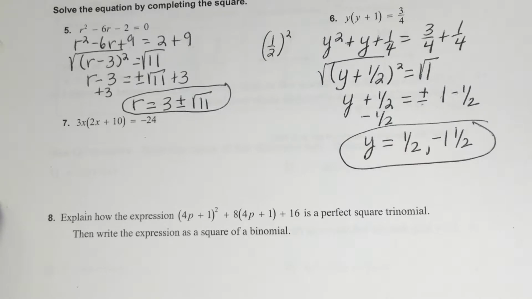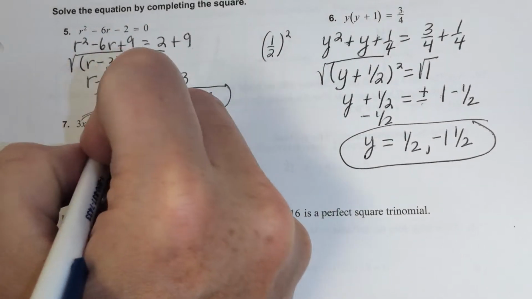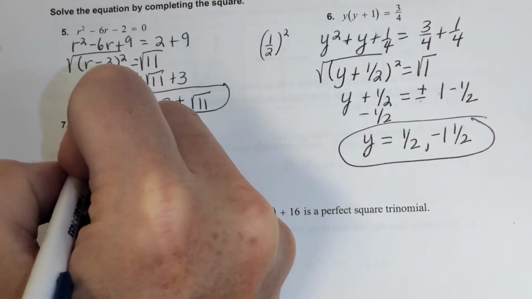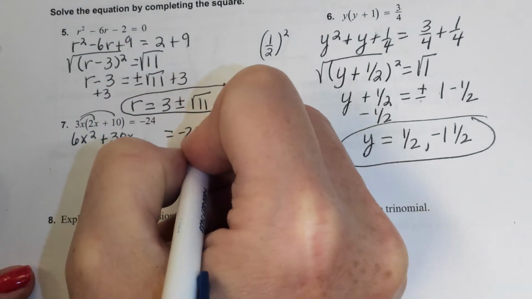All right, I'm not going to do the whole thing on number 7, I just want to show you something. So if I multiply this out, I get 6x squared plus 30x equals negative 24.